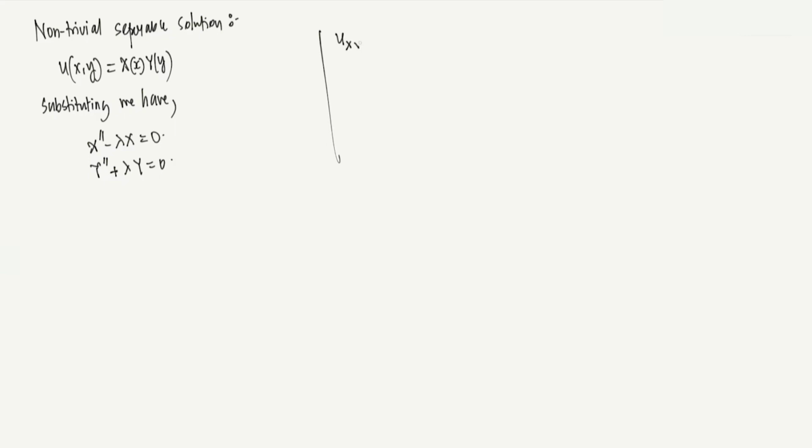Let's say, what is u_xx? It is nothing but X double prime of x times Y of y, right? Because this is independent of y, so essentially there is no y here, we can put it like this. And again, u_yy is nothing but X of x, Y double prime of y. Clear? Now you see, X double prime is a function of x, Y is a function of y. So I'm just writing it like this. So this is equal to minus X Y double prime, right? If you put it in the equation, it looks like this.